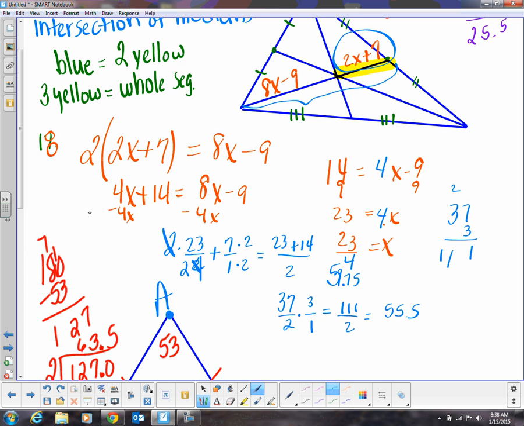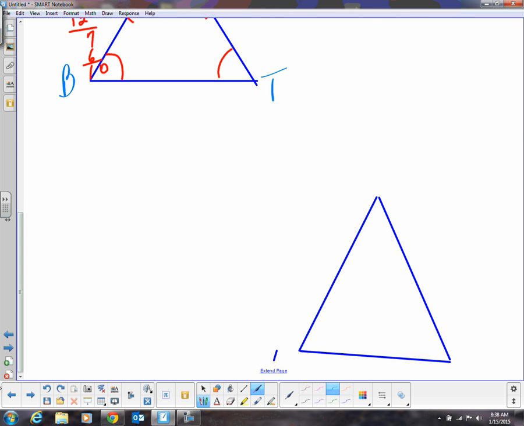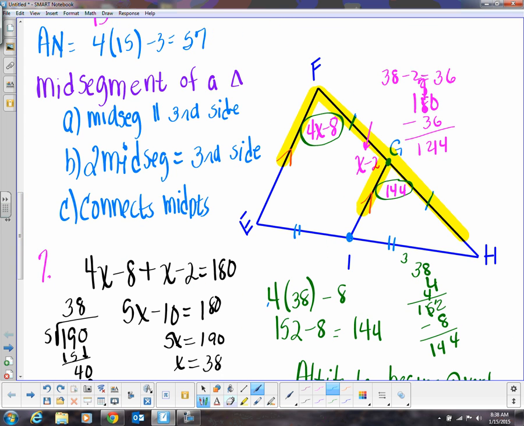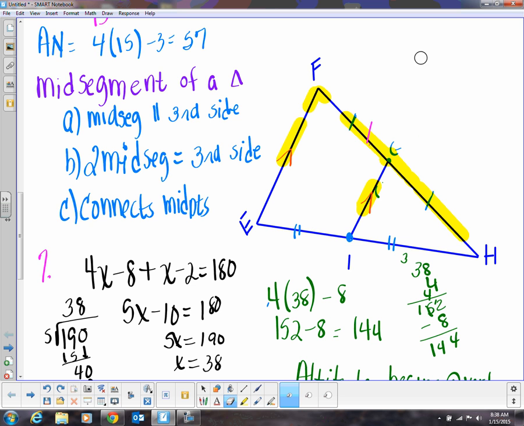Okay, number 5 takes us back to the mid-segment diagram. There's our mid-segment diagram. Let me erase some of this. On 5, we are told that this segment GI is 3x plus 1, and this is 8x minus 15. What is the relationship between those two? It's mid-segment. What is it? Here it is. Stephanie?